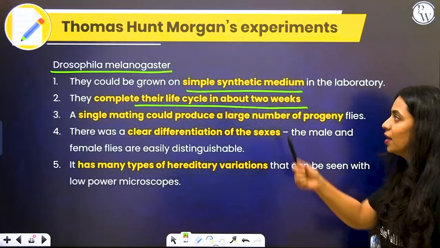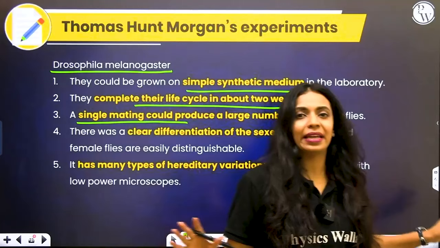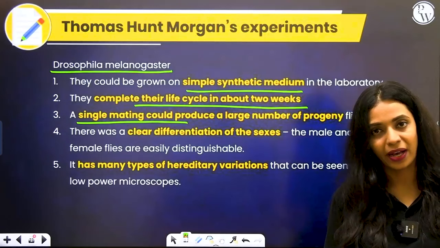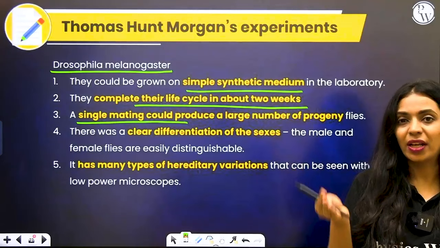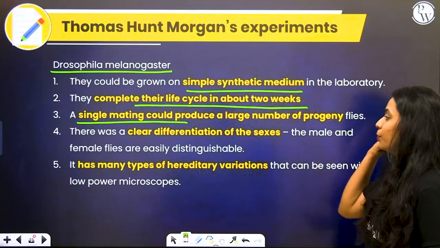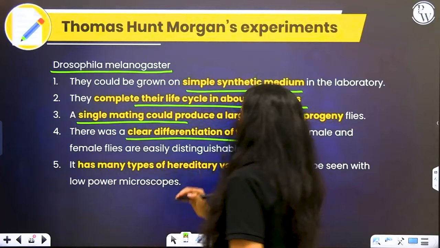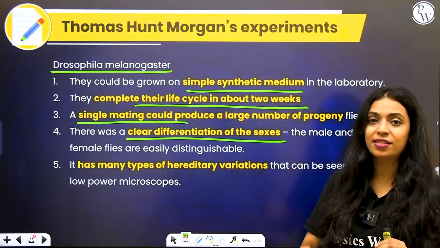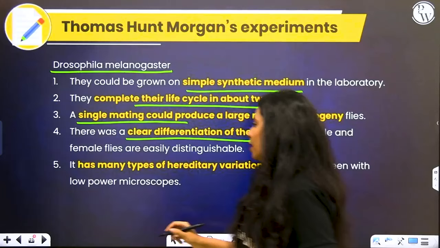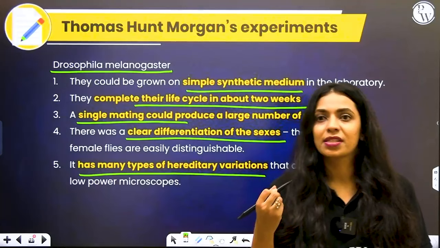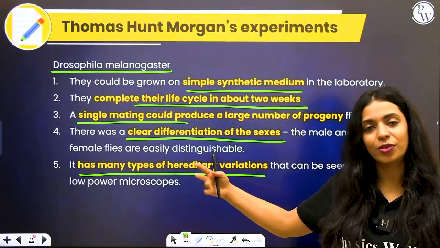Next, one single mating could produce so many progeny flies. So the number of organisms that you get in the progeny is also high. So your data will be more credible and you can analyze better. Per mating, if you're getting one offspring, two offspring, you can't really draw any conclusions from that, right? So a single mating could produce a large number of progeny, which is another advantage. And there was a very clear differentiation between the two sexes. The males and the females were easily distinguishable by just using a simple microscope. So that is another reason. And it has so many different types of hereditary variations that you could study. Just like how Mendel studied so many characters in pea plants, there were many variations that you could see in Drosophila also, which could be studied. So these are some of the reasons why he chose Drosophila as his experimental organism.